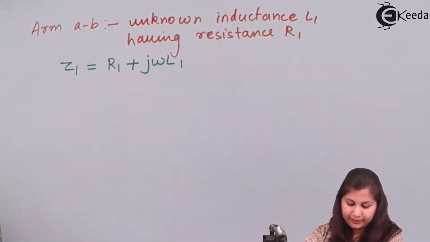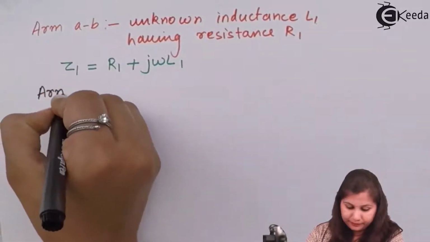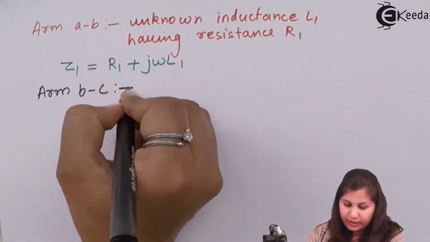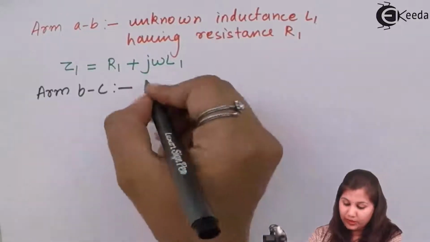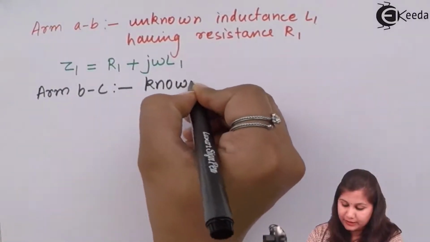Next arm is arm BC. In arm BC, we have only the resistance R3, which is a known non-inductive resistance.